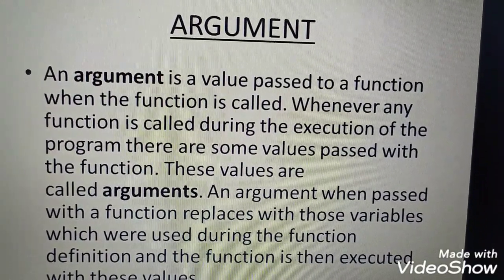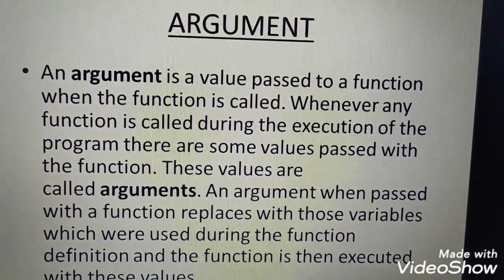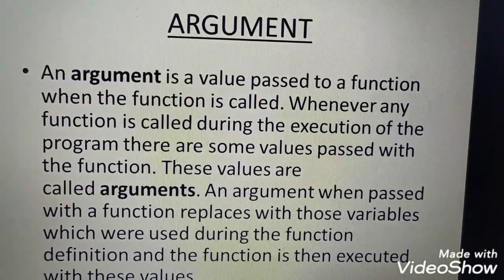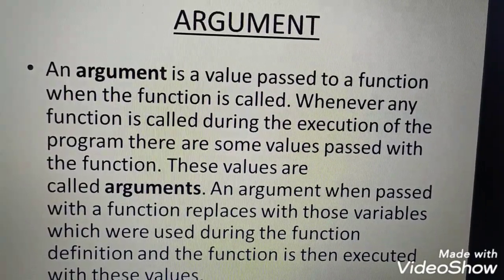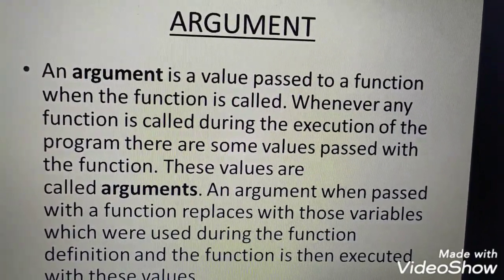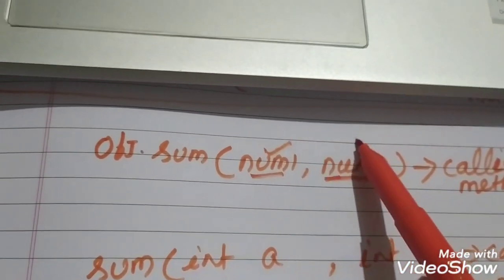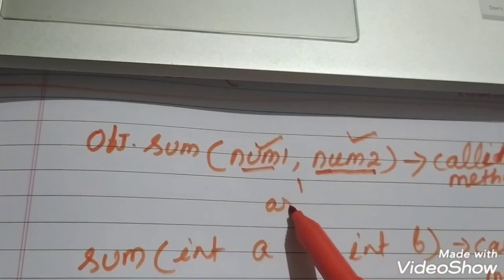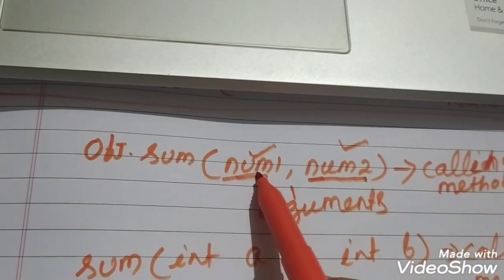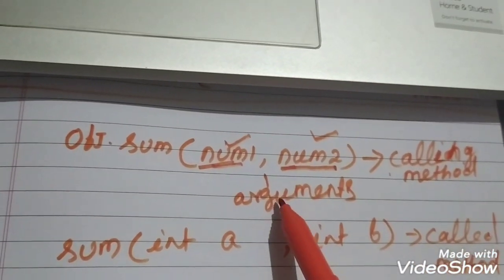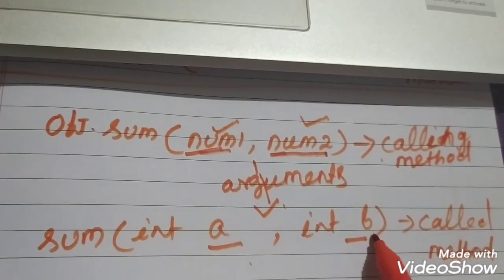Now another thing. You know the argument is also known as parameter, but in certain ways the argument and the parameter are different from each other. How is it? With the example we have to understand it. Norm1 and norm2, which are written inside the parenthesis, are known as argument, and it is written in the calling method. When these arguments pass to the called method, they are changed here as A and B.